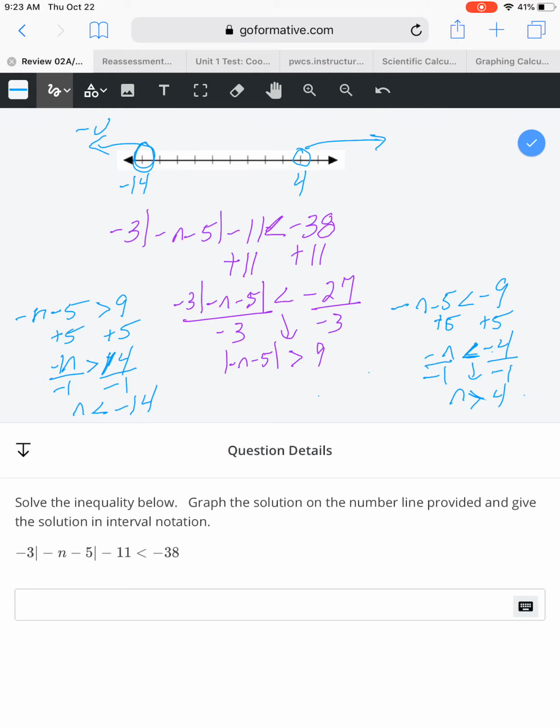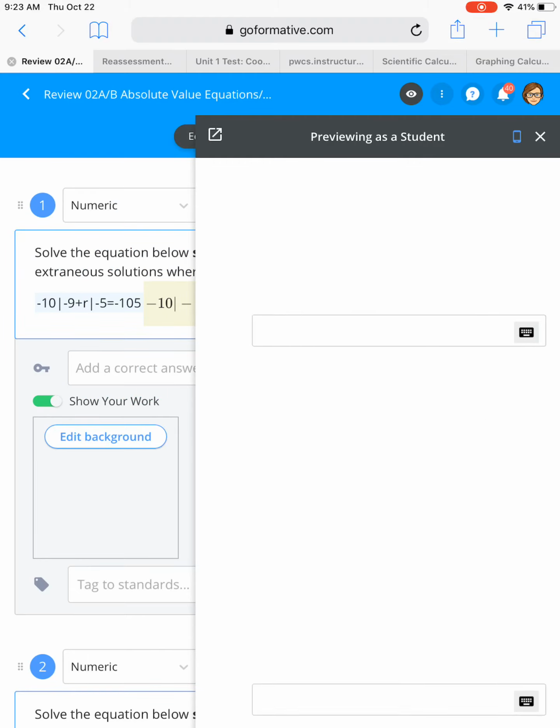Okay, and so my interval is going to go from negative infinity to negative 14, or from 4 to positive infinity. And I believe that's it. Yep. So that's it for the inequalities. Good luck on your test. Hopefully the video was helpful.